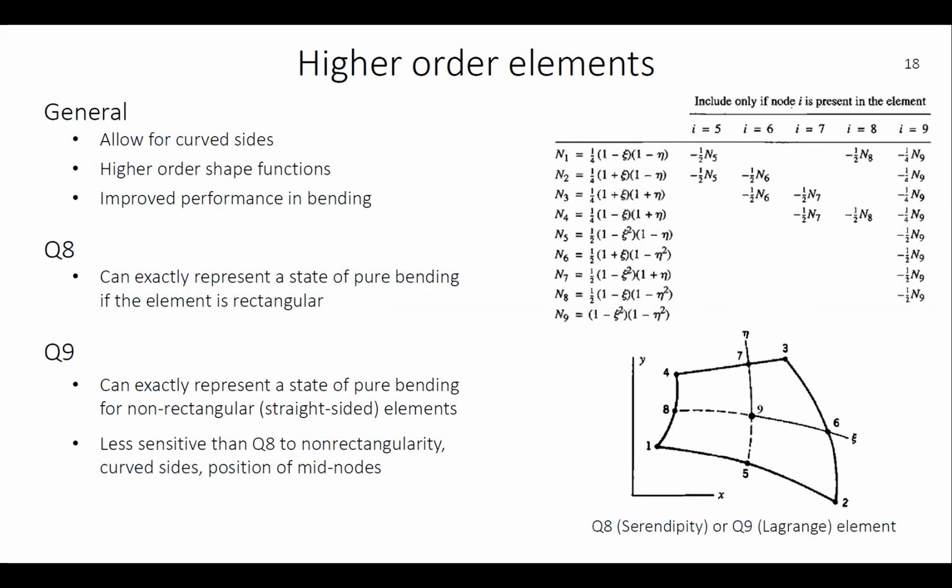Instead, I would like to talk a little bit about the different pros and cons with different elements and what you can expect from those, still in the framework of plane elements. So if you talk about higher order elements, and we now restrict ourselves to the 8 or 9 node elements. The 8 node element is sometimes called the serendipity element, and the Q9 the Lagrange element.